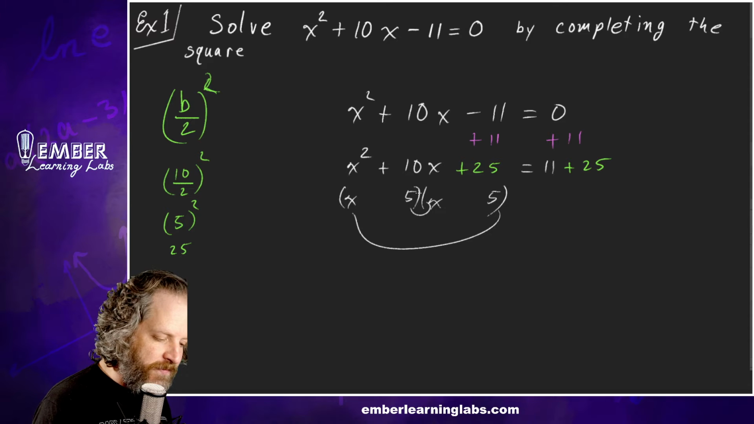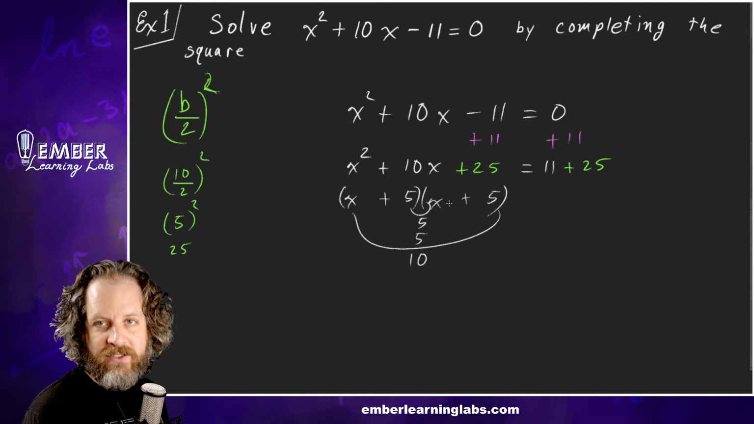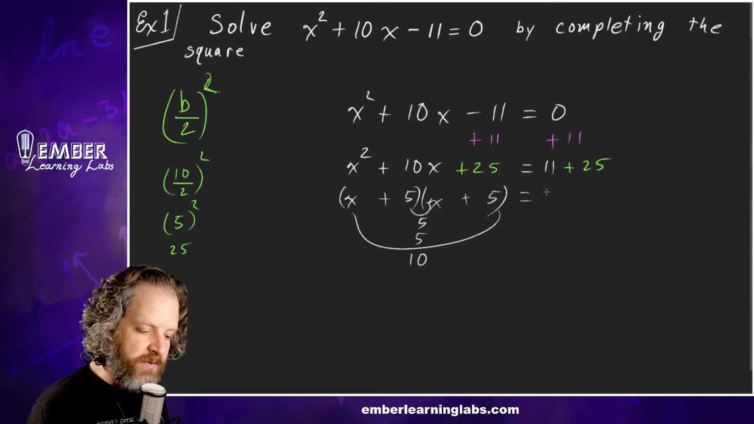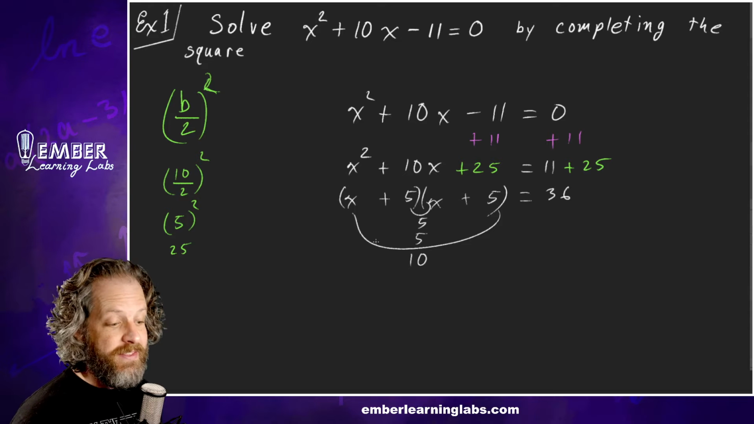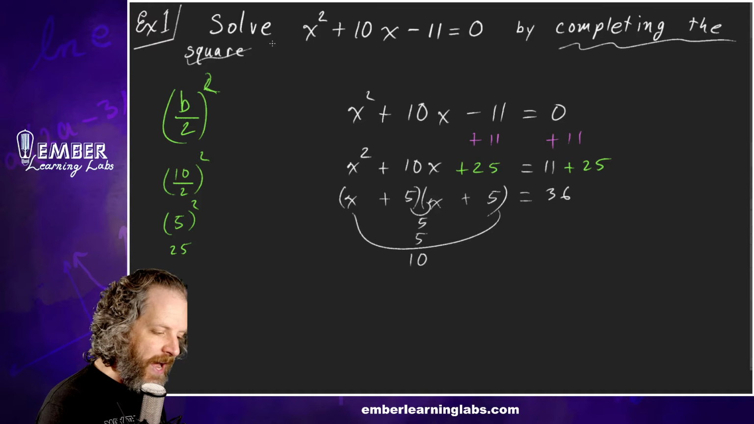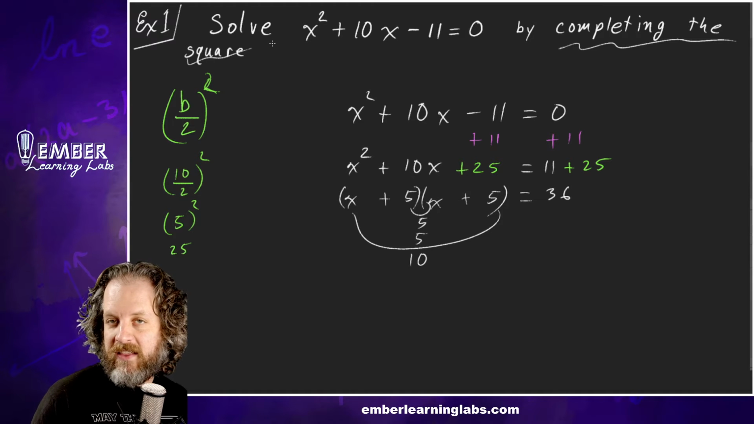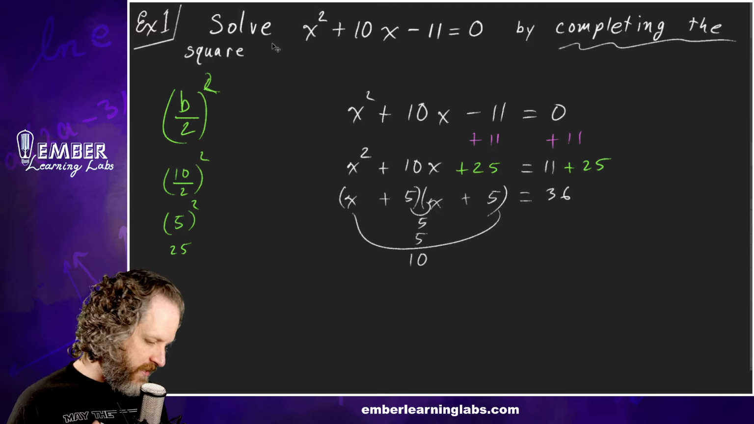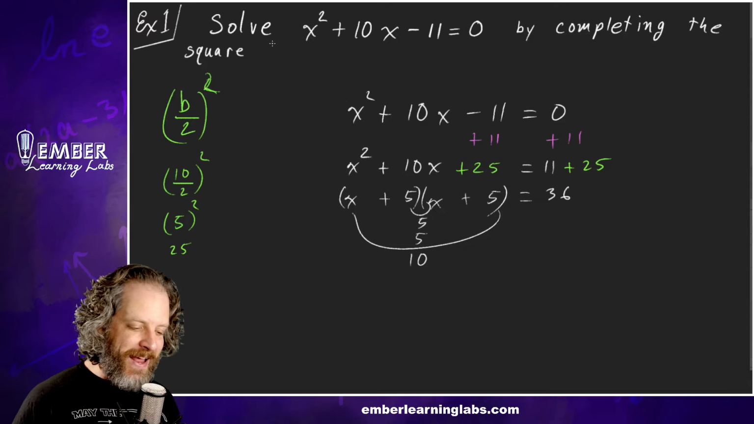If we do this here, 5 times 1 is 5. 1 times 5 is 5. 5 plus 5 is 10, so this works. You notice these are the same. 11 plus 25 is 36. You notice these are the same. They're always going to be the same because we're completing the square. We're adding a piece in here that is going to make the left side square. That's our entire goal for completing the square: making it a square.